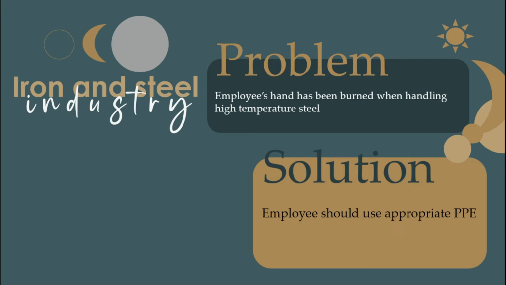Third one is iron and steel industry. The problem that can happen in iron and steel industry is employees' hand has been burned when handling high temperature steel.